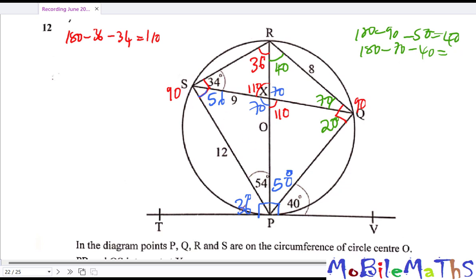PXS. Where is P? So this is the triangle. This is that triangle that we are interested in. Then they are saying name the similar triangle to that. So I'm going to write here PXS.